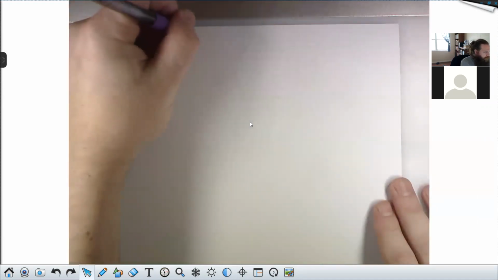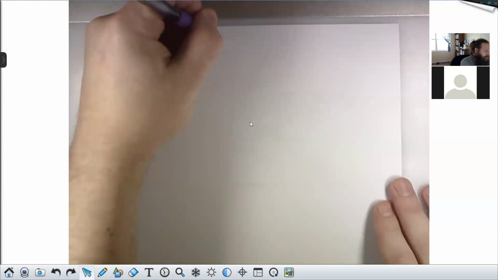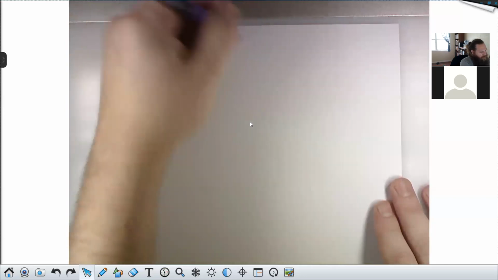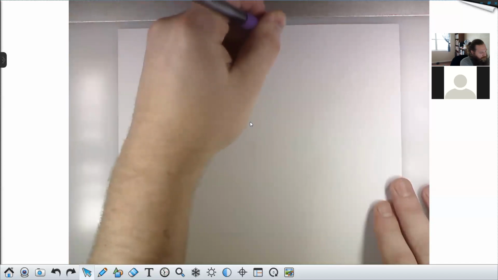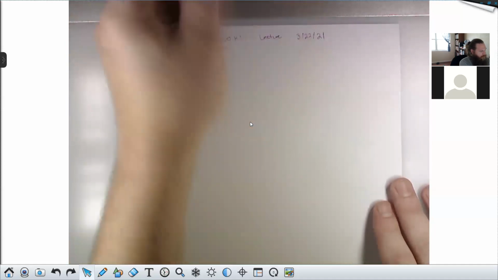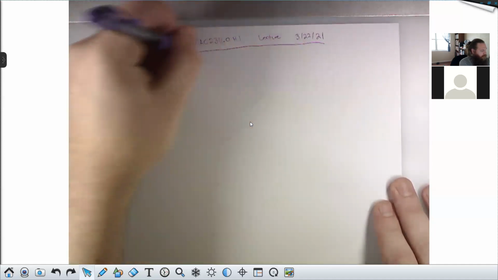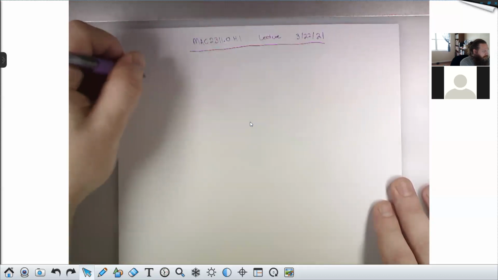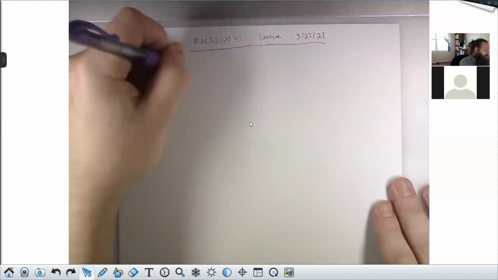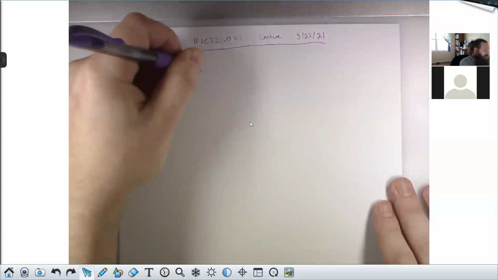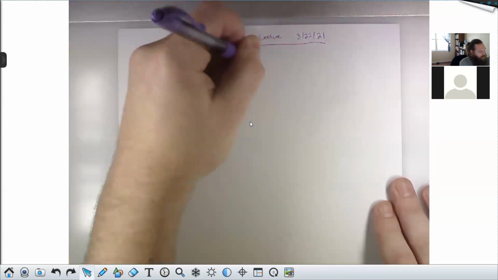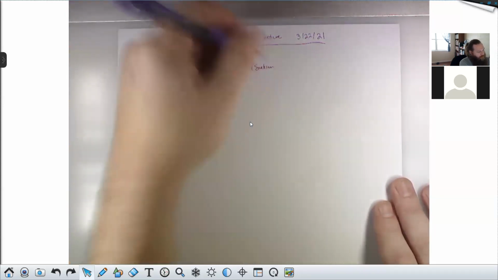So without further ado, let's get to it. So today, I'm going to introduce the definite integral, which is section 5.2.